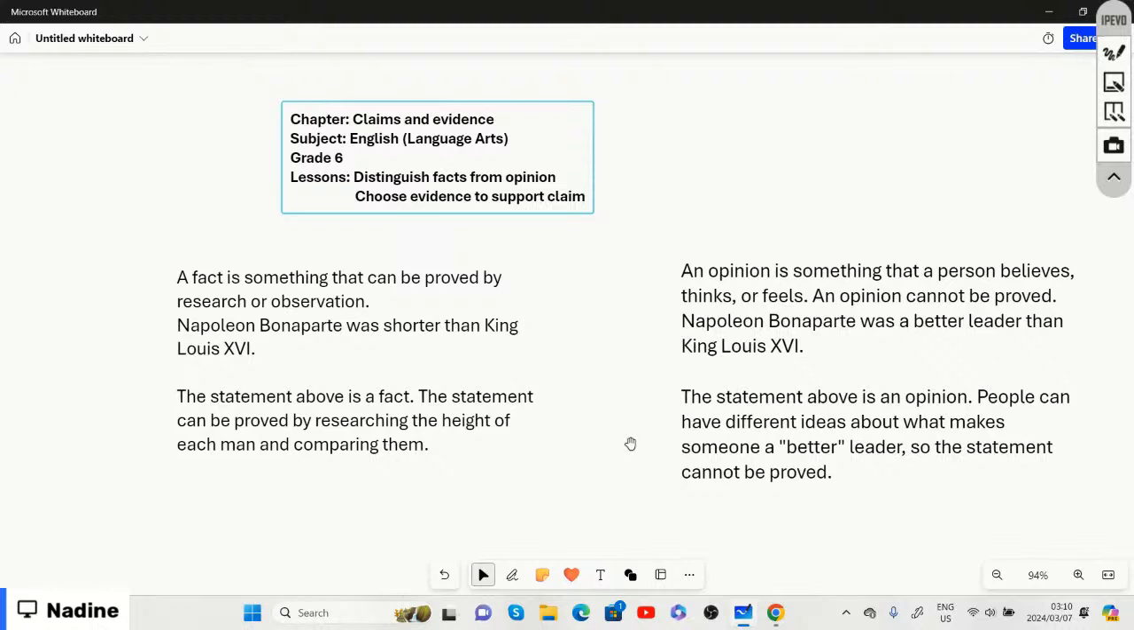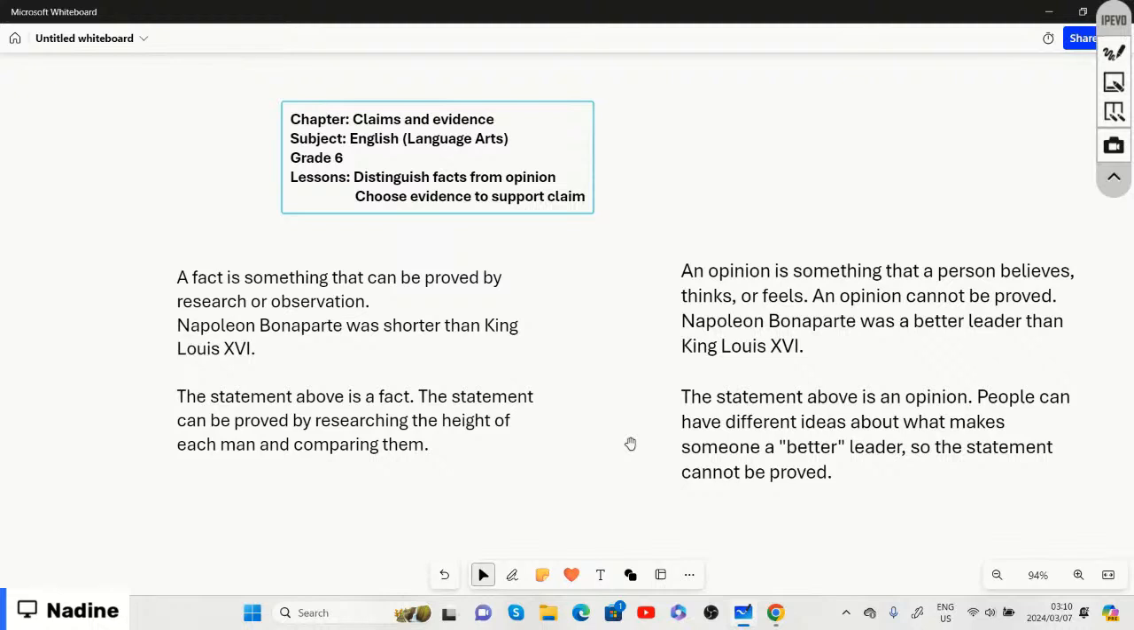Then we have an opinion. An opinion is basically my belief about something. This is what I think it is, this is my view on it, because I believe that. So an opinion is something that a person believes, thinks, or feels. An opinion cannot be proven because it's an opinion.